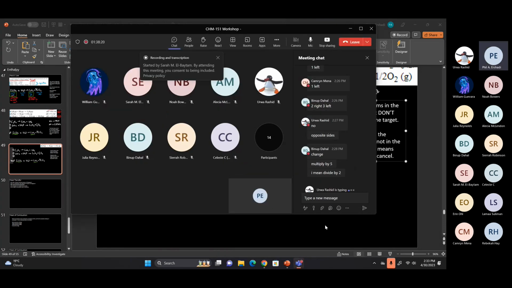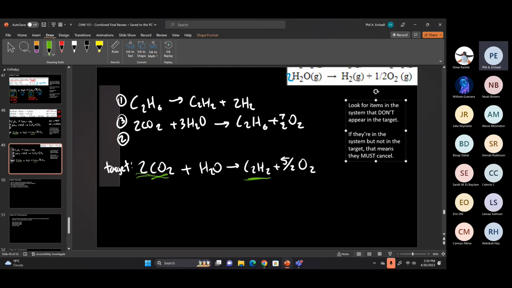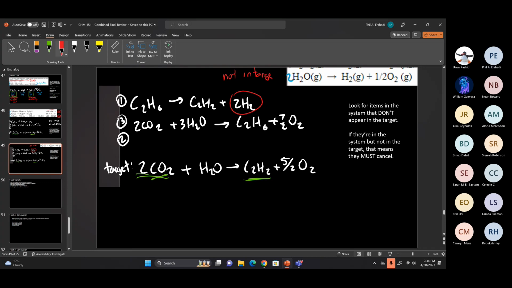You're right about that. Yeah, that's right. H2. Yeah, that's what I was going for. I think you're a little ahead of the rest of the group when you say that. H2 is not in the target. Okay. And there are 2 of them on the right.